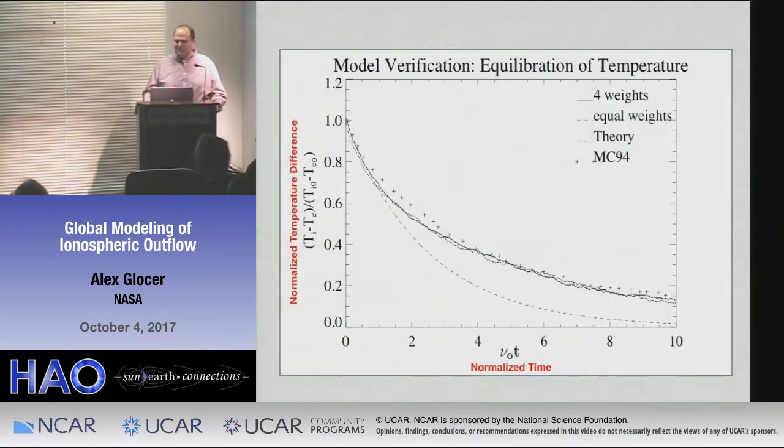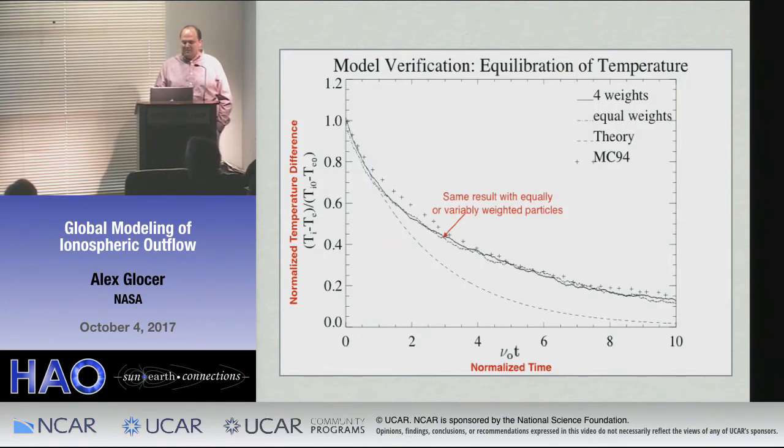And so this is the result. What I'm looking at here is the normalized temperature difference on the y-axis and the normalized time on the x-axis. The first thing that you can see is that it doesn't matter if you use equally weighted or variably weighted particles, you'll get essentially the same result. So that's good. It's implemented correctly for variably weighted particles. The other thing you can see is that in the short time frame, you agree with the theory, which is what you expect.